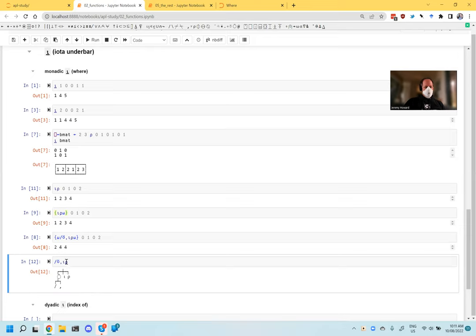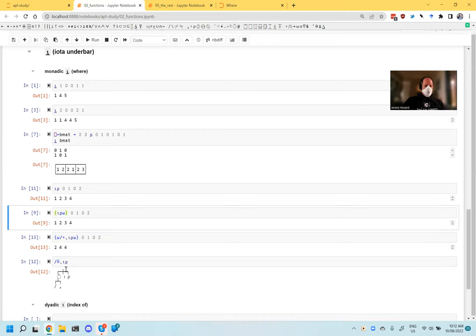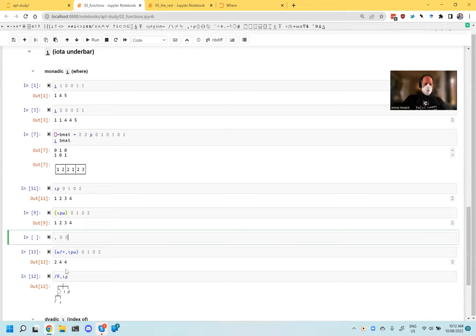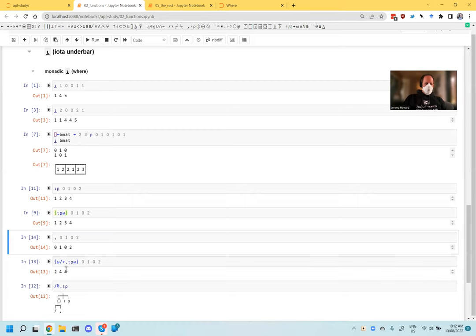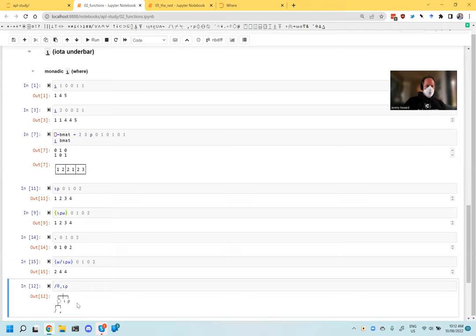So we go. Rho of this, and then we go slash over comma. Now there's no reason to use over, right? Because it's monadic, so we could just use jot and get the same thing. Yes. So first. So is this the comma is not necessary, is it? Aha, it's not. I guess this is in case it's like a scalar or something. Okay.